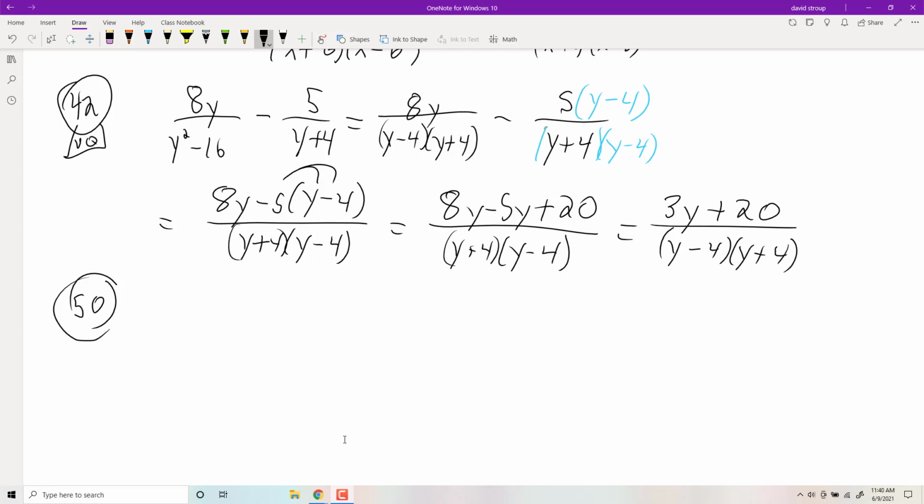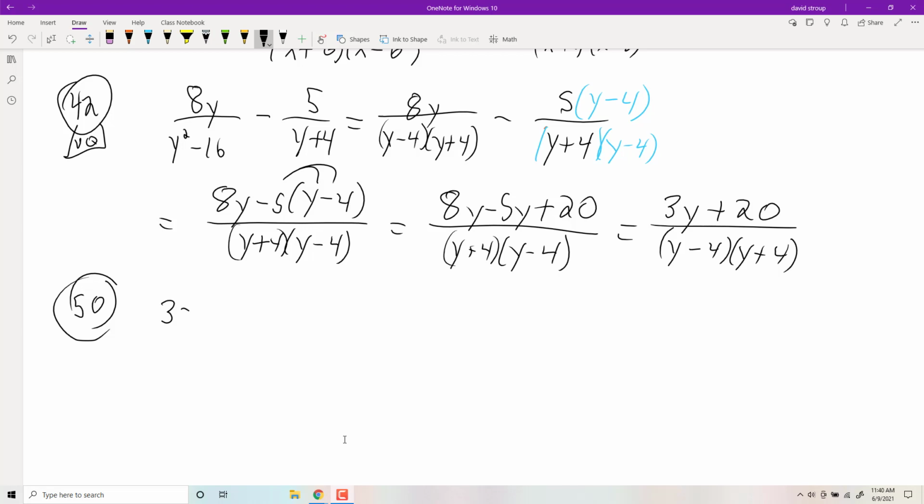Number 50. The cord always sticks to my table. Sorry about that loud, unexpected noise.